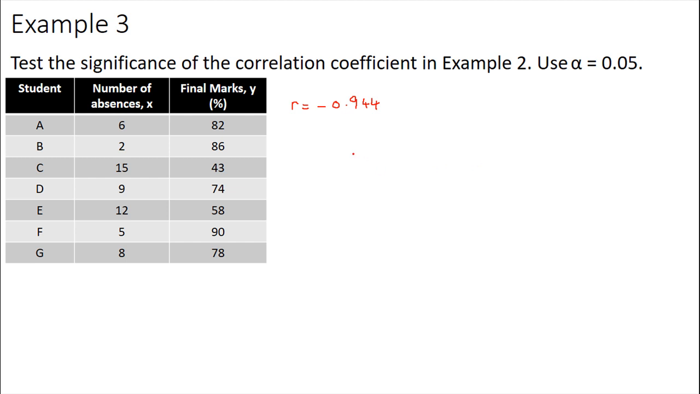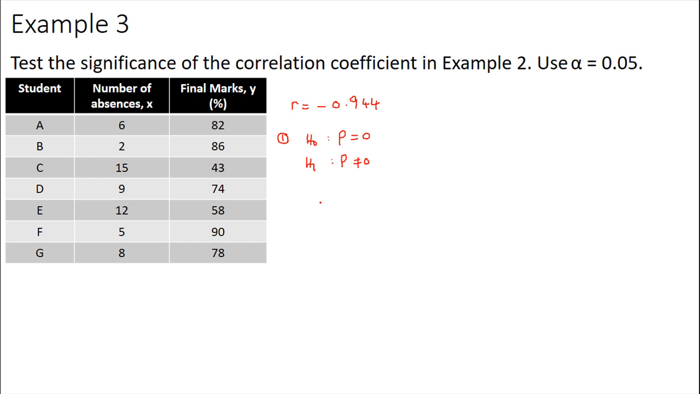To proceed with hypothesis testing, the first step is to state the hypothesis. The null hypothesis H naught is rho is equal to 0, the population correlation coefficient is equal to 0, and H1 is rho is not equal to 0.